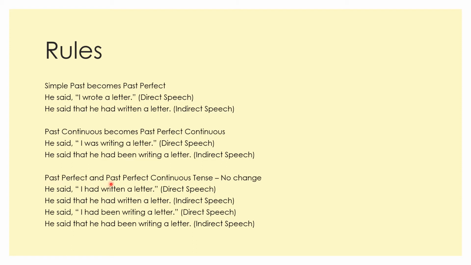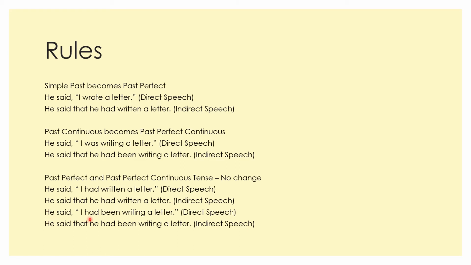Past perfect and past perfect continuous tense has no change. He said, I had written a letter. That's in the past perfect. So in the indirect, there is no change. It remains had written only. So the sentence in the indirect, he said that he had written a letter.